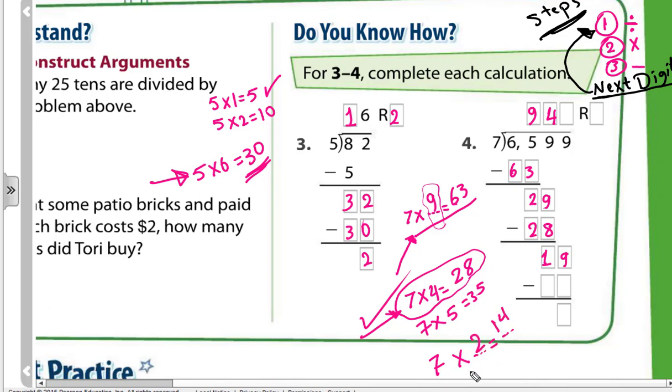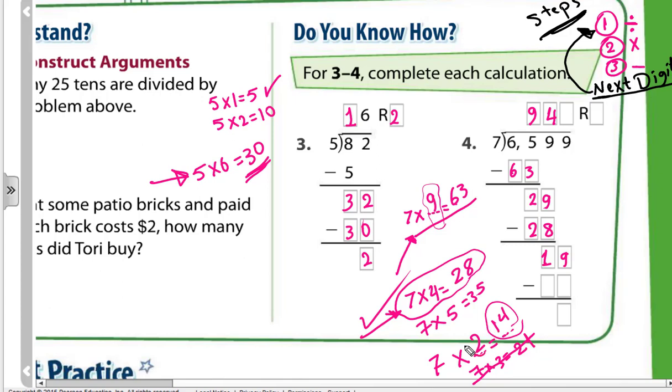So check another one. 7 times 3 is 21. Can we use 21? How? We don't have 21. We have only 19. So we cannot use 21. But we can use 14. Right? Yes. Because we have 19.